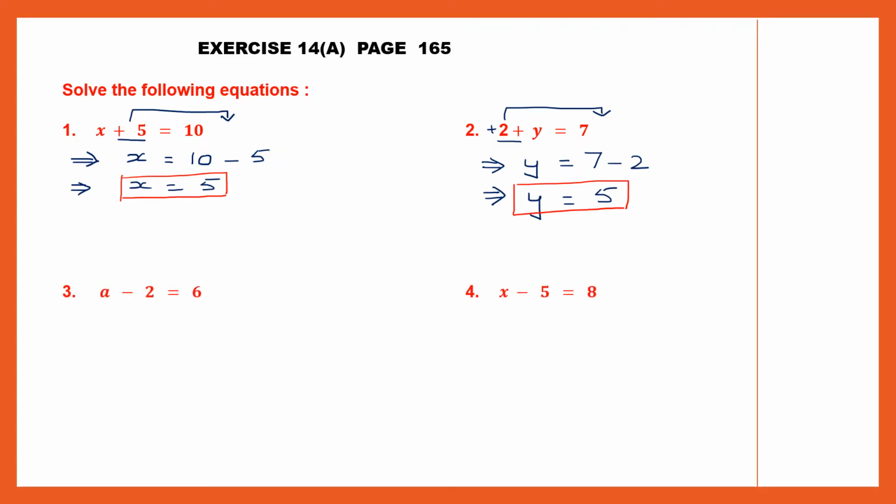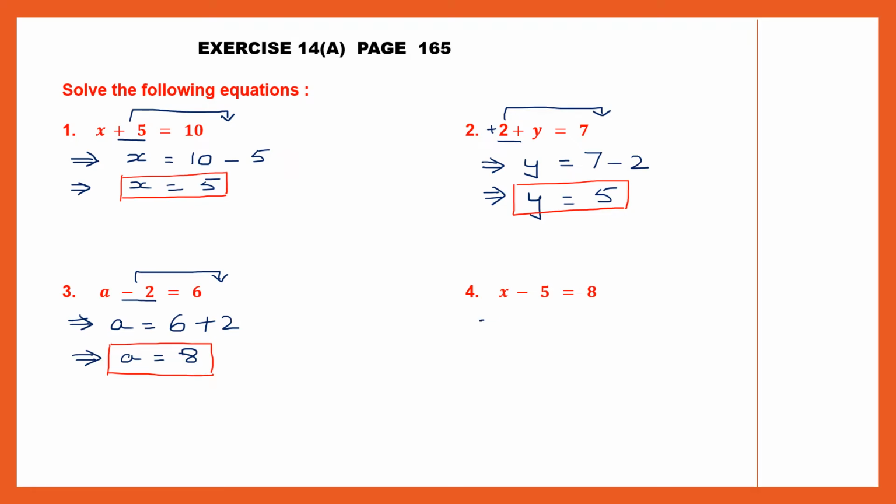Questions 3 and 4. Now question 3, the unknown quantity is a. So let's try and solve and find the value of a. A is equal to, on the right hand side we have 6, we'll leave it as it is. We'll transpose minus 2 to the right hand side, that will become plus 2. So we can find the value of a by adding 6 plus 2, that is 8. So we have found the value of a here. A is equal to 8.